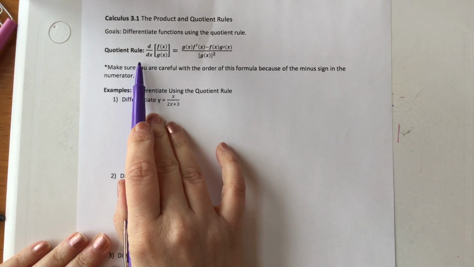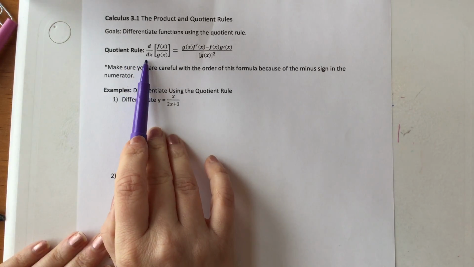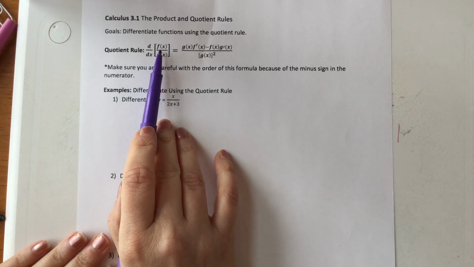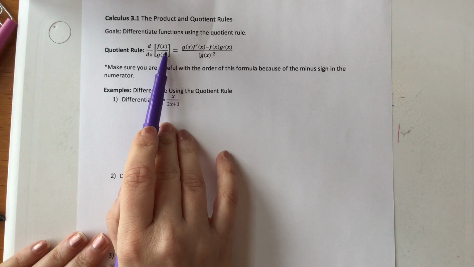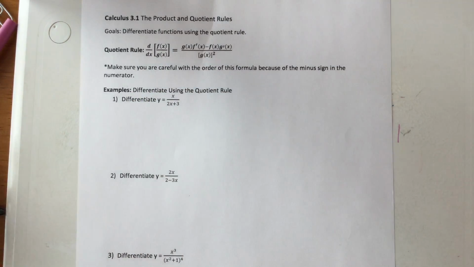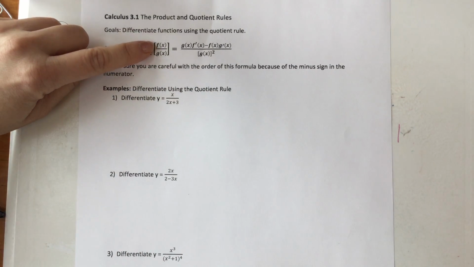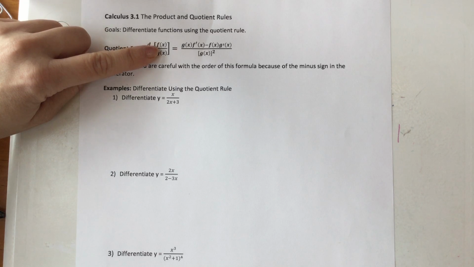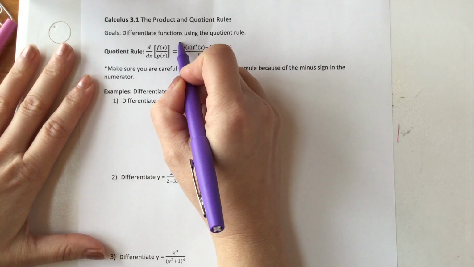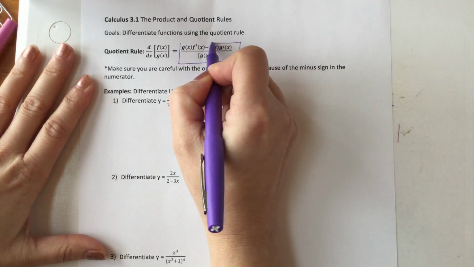Okay, so the quotient rule means that you are trying to find the derivative of a quotient, meaning you have one function being divided by the other function. The main thing to remember: the top function is f of x. Whatever's on the top, that's your f of x. Whatever's on the bottom, that's g of x. Now here is the quotient rule.